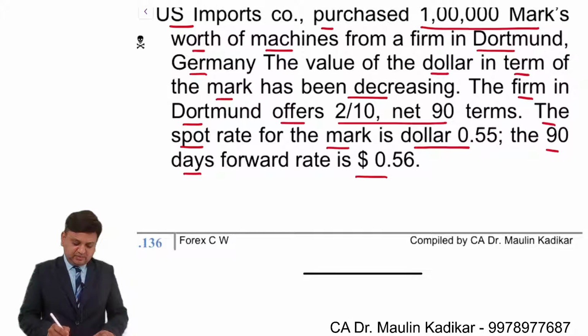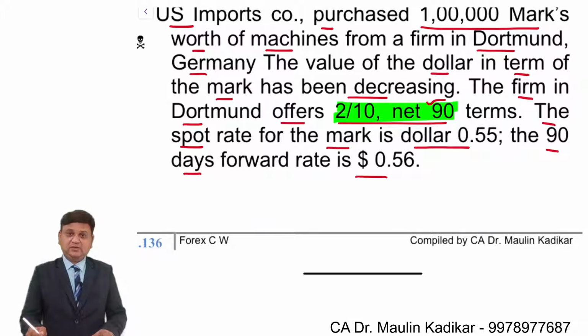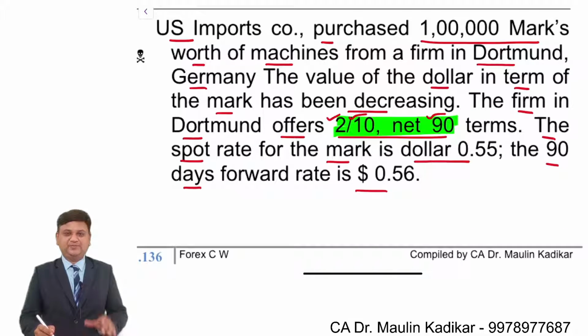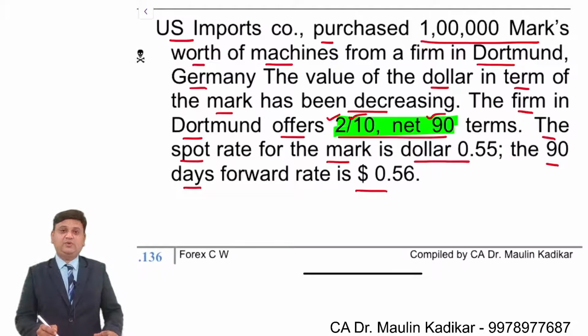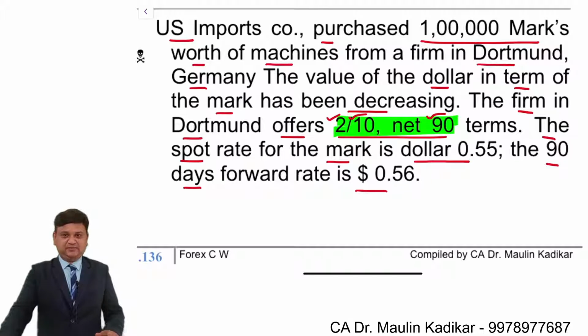Dear students, the term 2 by 10 net 90 has a simple meaning: the credit period is 90 days, and if the customer makes payment within 10 days, then the customer will get a cash discount at the rate of 2%.